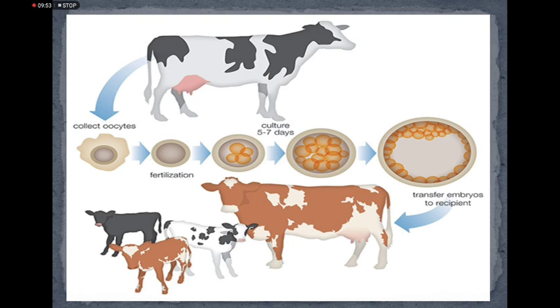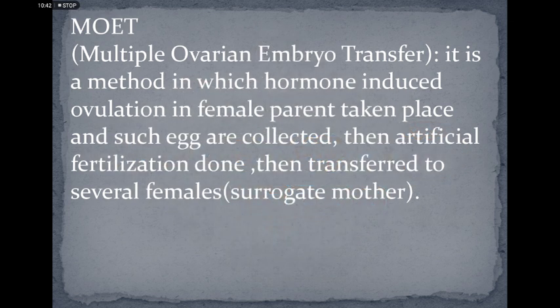female parent, and they are artificially fertilized outside the body and cultured. Then we transfer this cultured embryo into several surrogate mothers, so that these surrogate mothers carry this embryo and several offspring can be produced. That means this is a technology to produce good quality products. The first one is artificial insemination, and the second one is MOET, multiple ovulation embryo transfer technology. These technologies are mainly used in the case of animals.